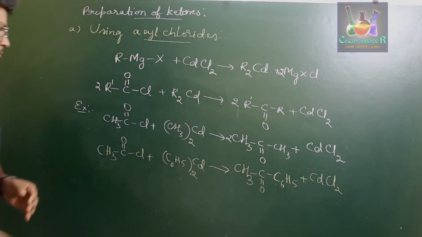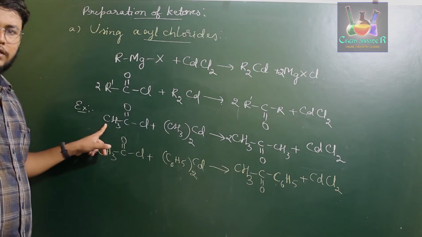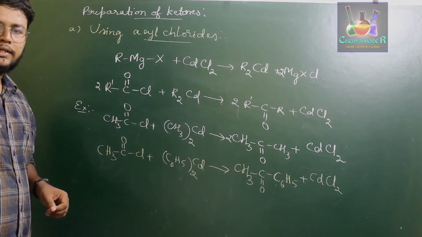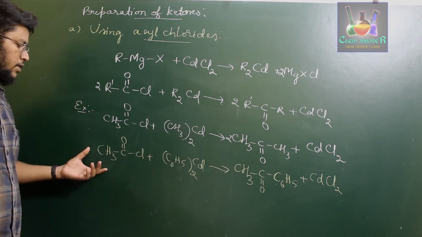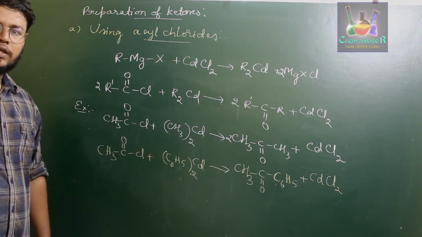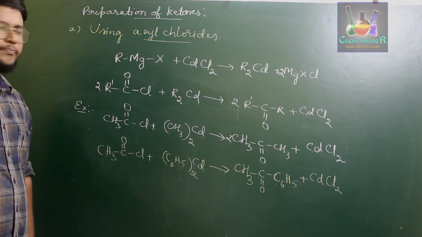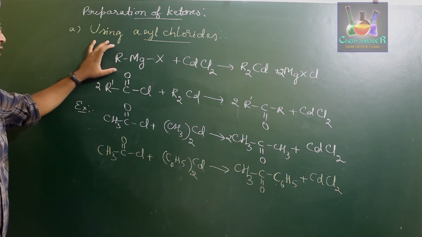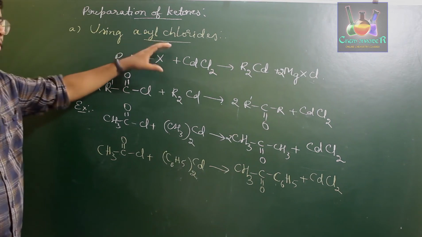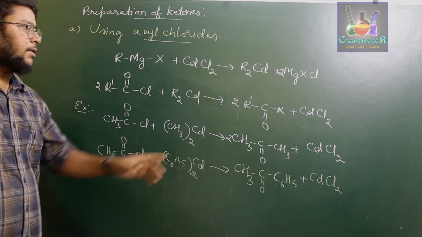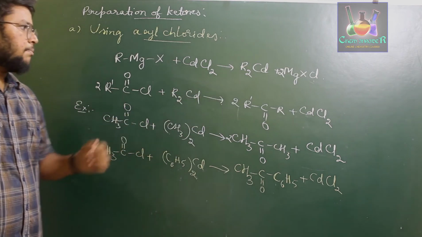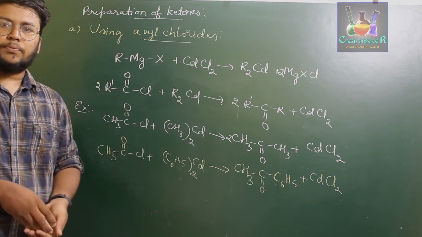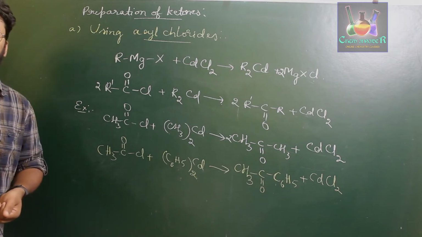So, it can be the example. When you treat ethanoyl chloride with dimethyl cadmium, we will be preparing acetone. When you treat ethanoyl chloride with diphenyl cadmium, we will be preparing acetophenone. The reaction takes place as follows: when you are preparing alkyl cadmium, first you react alkyl magnesium bromide or alkyl magnesium halide with cadmium chloride to prepare the respective alkyl cadmium. That alkyl cadmium, when treated with acyl chloride, will give us the desired keto group. This is the first type of preparation of ketone.